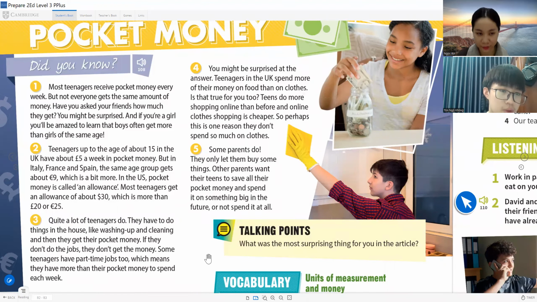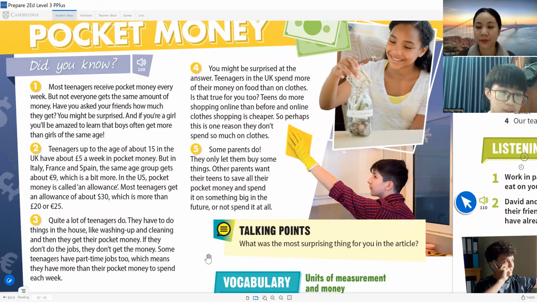In the US, pocket money is called an allowance. Most teenagers get an allowance of about $30, which is more than £20 or 25 euros. Okay, good. Next. Three, quite a lot of teenagers have to do things in the house, like washing up and cleaning, and then they get pocket money. If they don't do the jobs, they don't get the money.